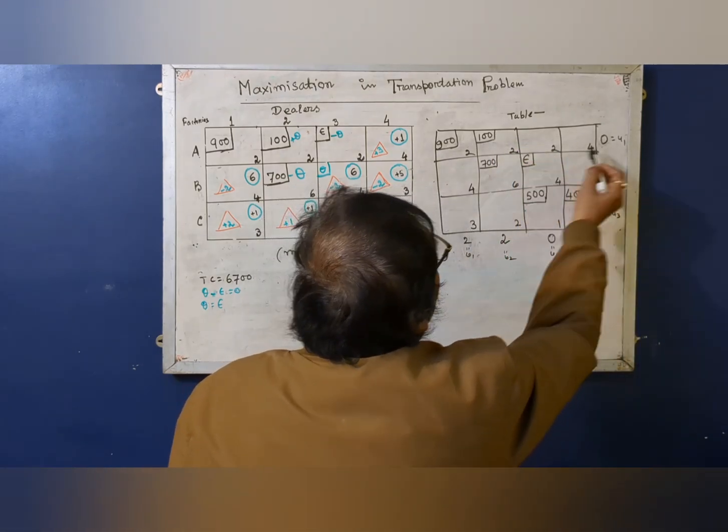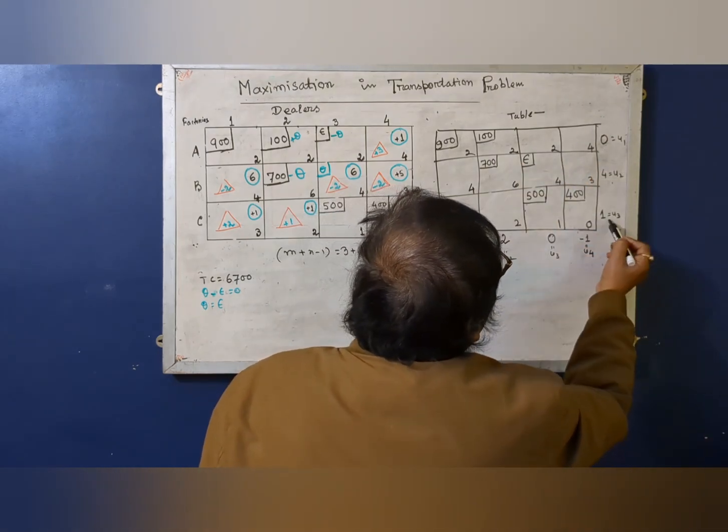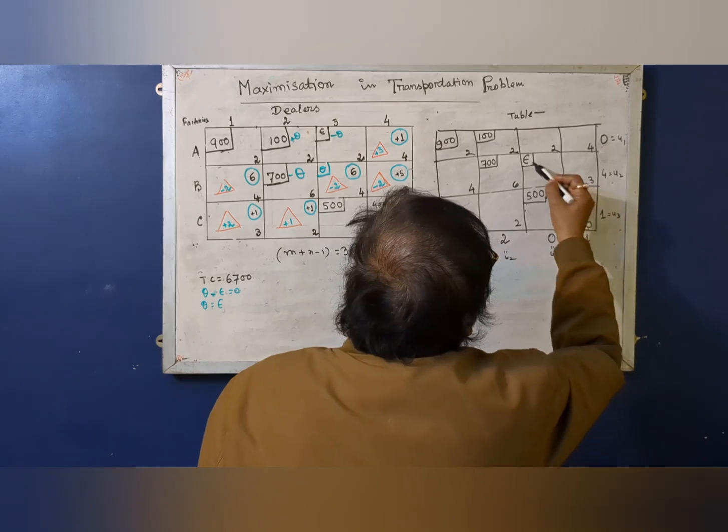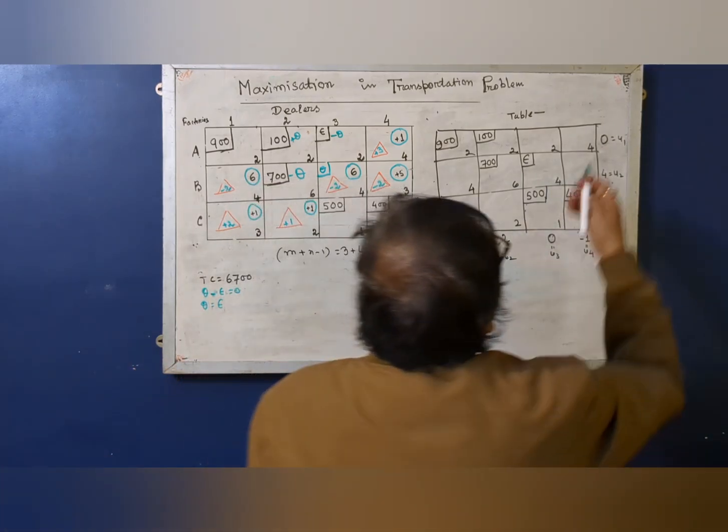You can check it. 0 plus 2 is 2. I will check this: 0 plus 1 is 1. This is a basic cell, 0 plus 4 is 4, in this way. The same process you have to do again here.